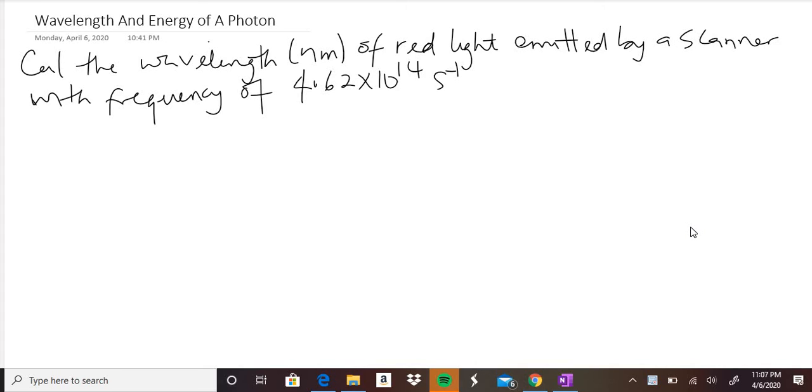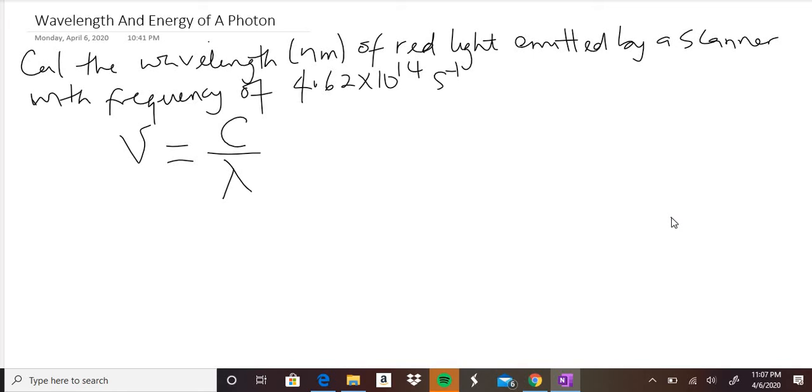Calculate the wavelength in nanometer of a red light emitted by a scanner with frequency of 4.62 times 10 to the power 14 per second. So the first thing we need to do is to write a relationship which says frequency is equal to the speed over the wavelength. In this problem, we are looking for the wavelength, so we're gonna rearrange our equation.